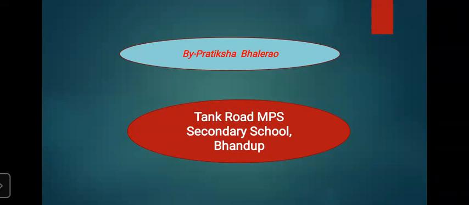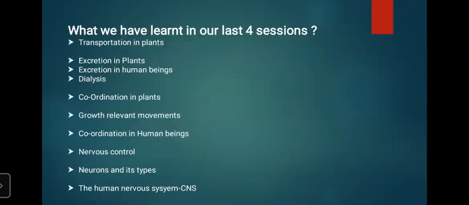We have been learning the lesson life processes in living organisms, and yesterday we saw the types of nerve cells and the human nervous system. So let us quickly recap before going ahead.